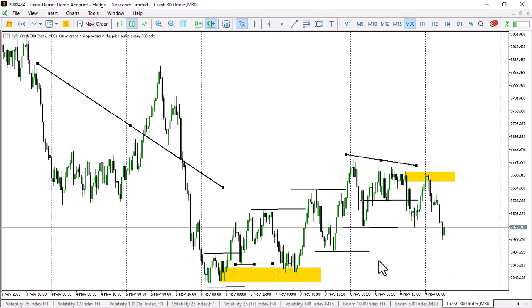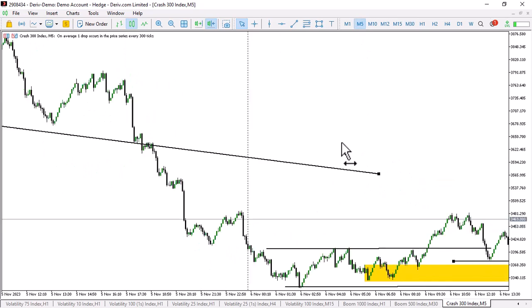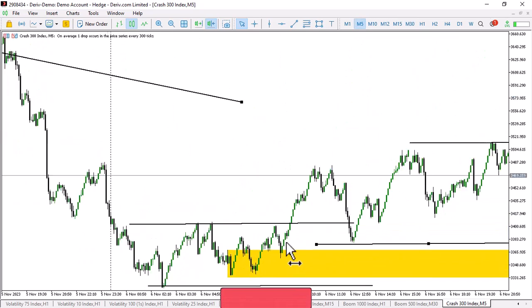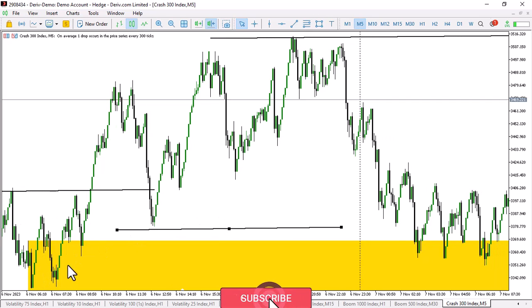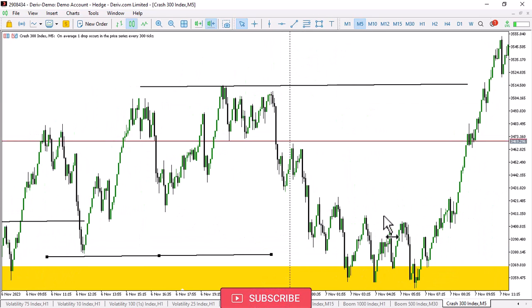So now on to the entry technique that you need to be using. We are starting from this one. This is the order block, and this is where we are trying to get our entry.